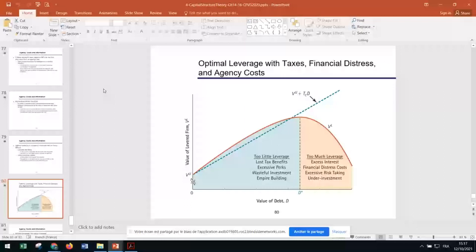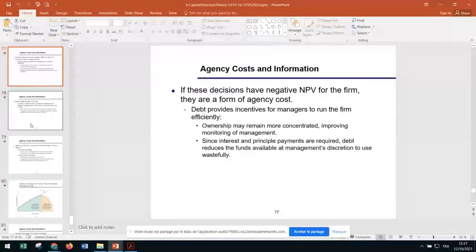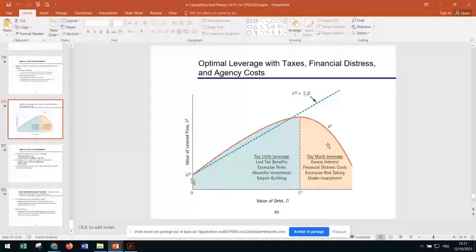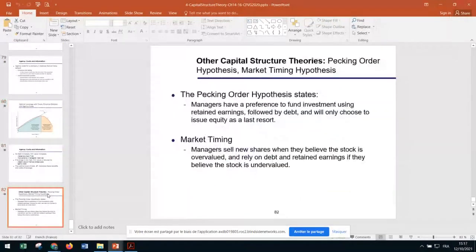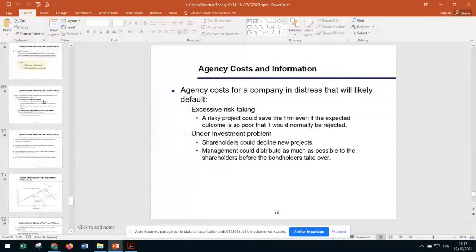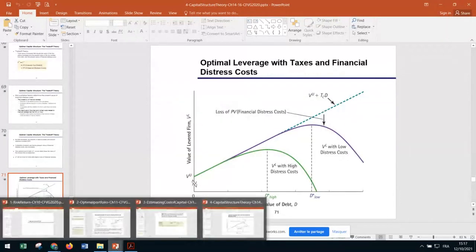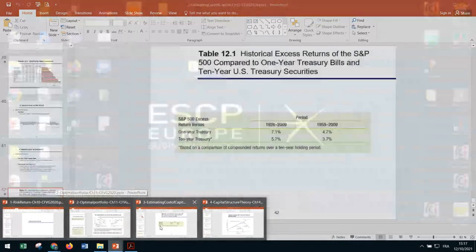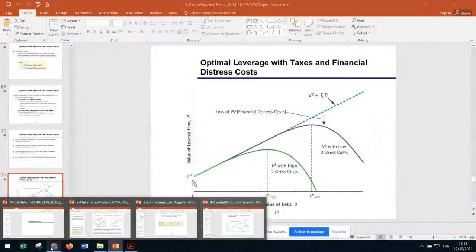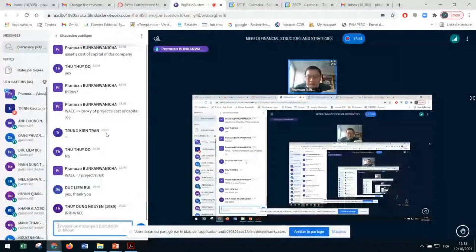So you have some additional costs like agency costs, and then you have some other benefits, and so on and so forth. So for this chapter, you can probably expect some computation or problem solving in the perfect capital market, and you're going to have some conceptual questions where I ask you to check your understanding of the trade-off theory and so on and so forth. All right.